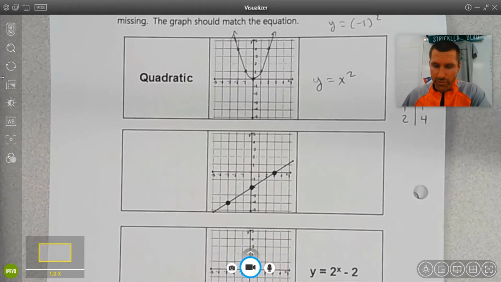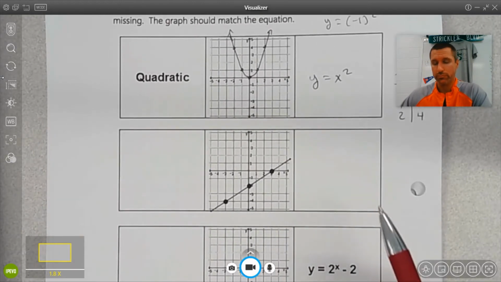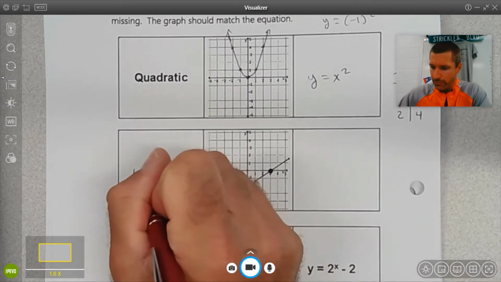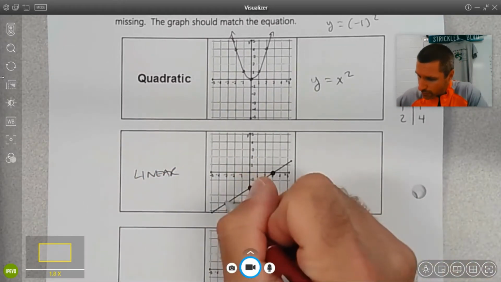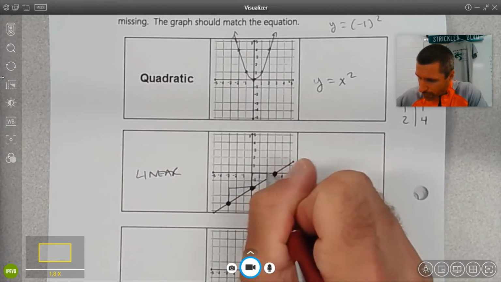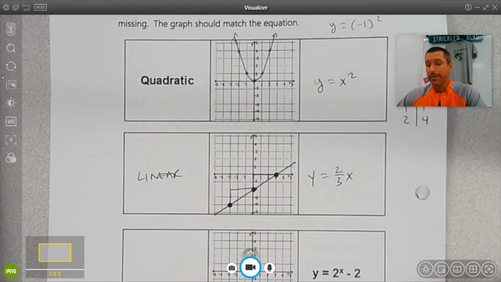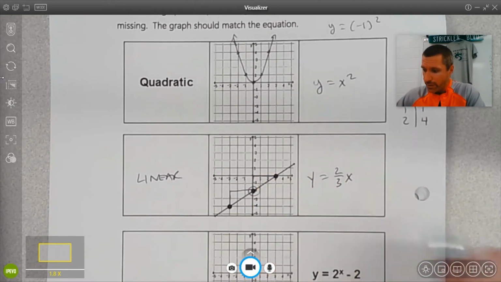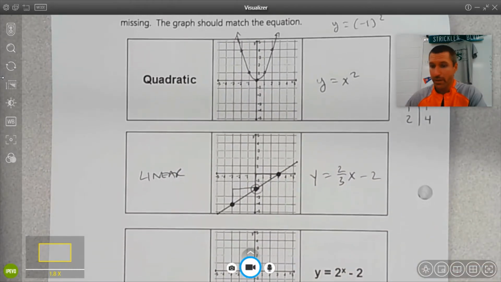Okay, moving on. This is the one we should be very familiar with and know how to do precisely. It's linear because it makes a line. And what's the slope? Let's see, it looks like we go up 2 over 1, 2, 3, up 2 over 3. So y equals 2/3 x. And then the y-intercept is at -2.